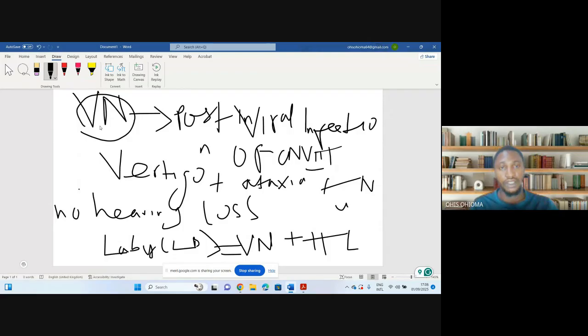It's usually self-limiting, because it's a viral infection. This is what you basically need to know for the exam. I'm not really going to talk so much about anything else here. It usually presents as a patient who had a viral infection, and then some weeks or days later starts having features of vertigo, nystagmus, ataxia, but there's no hearing loss. The hearing part of cranial nerve 8 is not typically affected.